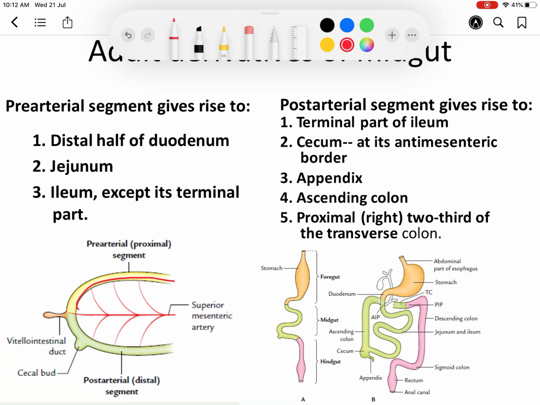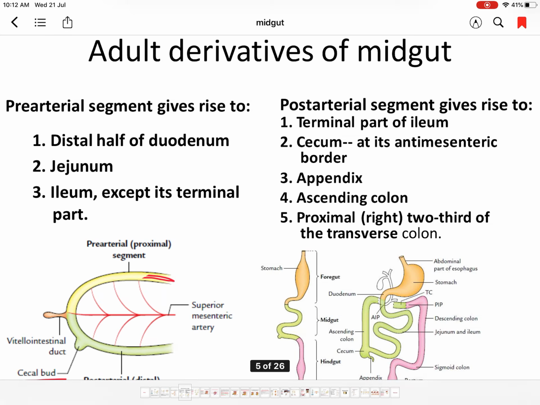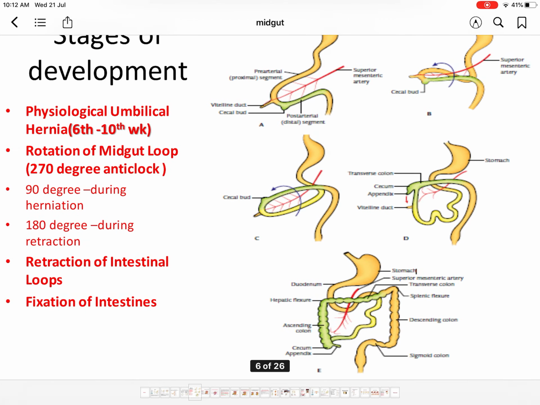Now, what are the derivatives of the midgut in adults? This midgut loop is initially divided by the superior mesenteric artery into two parts. The part cranial to it is the prearterial segment and the part caudal to it is the postarterial segment. The prearterial segment gives rise to the distal half of the duodenum, jejunum, and ileum except its terminal part, and the postarterial segment gives rise to the terminal part of the ileum, the cecum, appendix, ascending colon, and right 2/3 of the transverse colon. So, these are the derivatives of the midgut in adults.